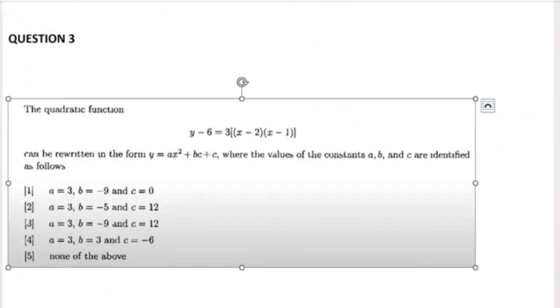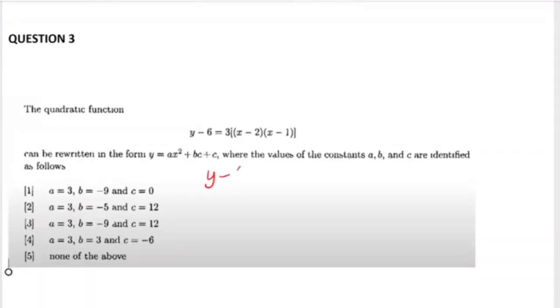Okay, so to simplify, you're going to have y minus 6 is equal to 3 into, and now we need to simplify here. I hope you know how to simplify here. We are going to use the distributive property, the FOIL method. I don't know what it's called, but we are going to start with the first terms.